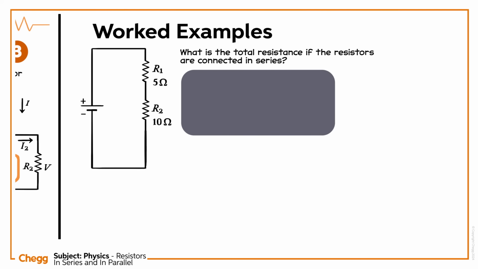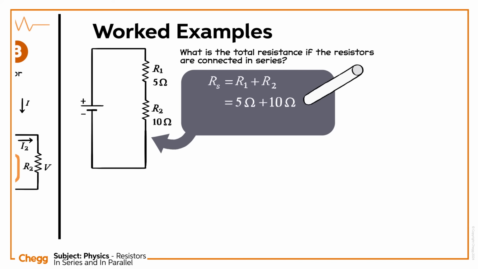Let RS be the equivalent resistance of the series circuit. To solve, simply take the equation for total resistance in a series circuit and input the known resistance values. The total resistance is equal to 15 ohms.